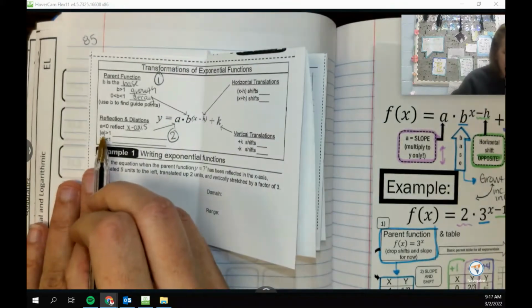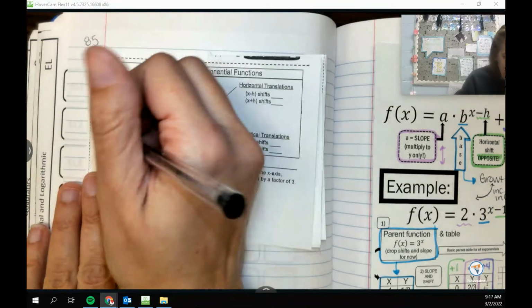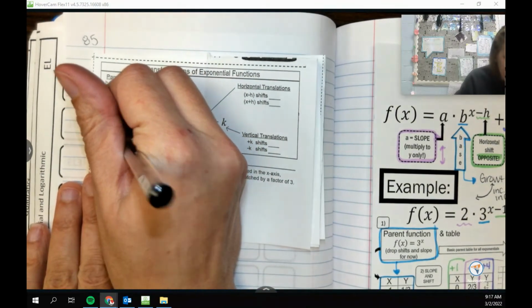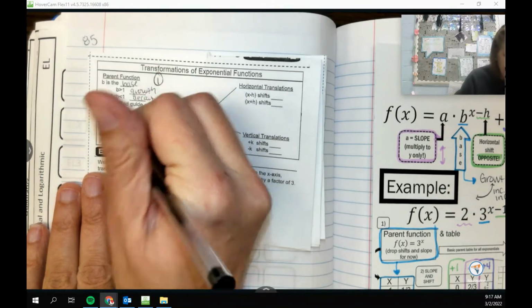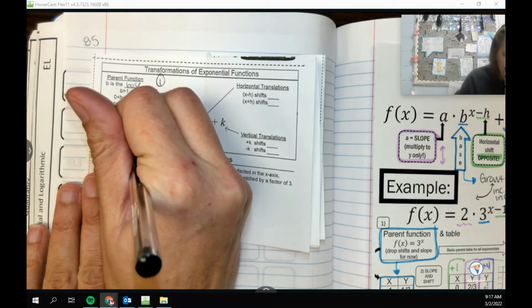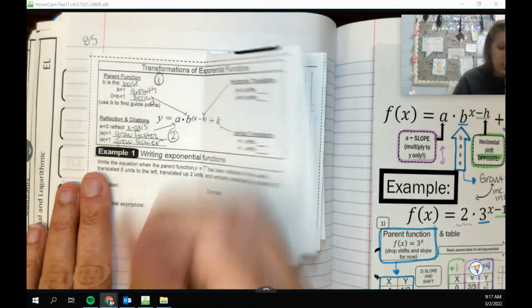If a is bigger than 1, like 2, 3, 4, 5, 6, you're just going to grow faster. And if it's less than 1, you're actually going to grow slower. So you still grow, it's just either faster or slower.